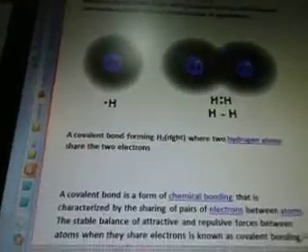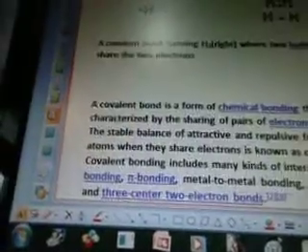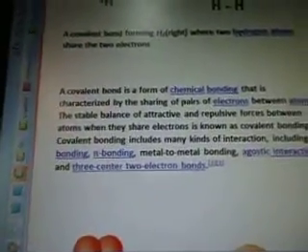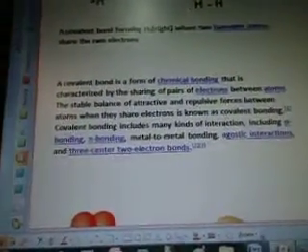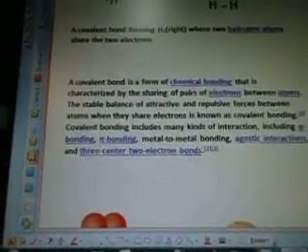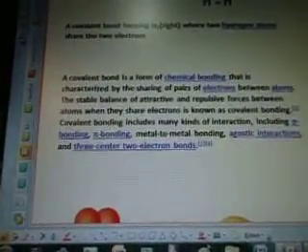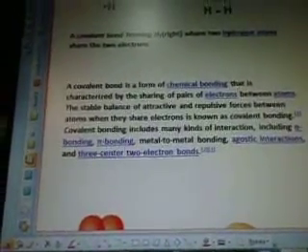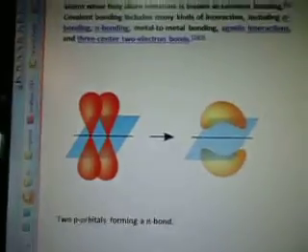Okay, so a covalent bond forming H2, where two hydrogen atoms share the two electrons. A covalent bond is a form of chemical bonding that is characterized by the sharing of pairs of electrons between atoms. The stable balance of attractive and repulsive forces between atoms when they share electrons is known as covalent bonding. Covalent bonding includes many kinds of interaction, including sigma bonding, pi bonding, metal-to-metal bonding, agostic interactions, and three-center two-electron bonds.